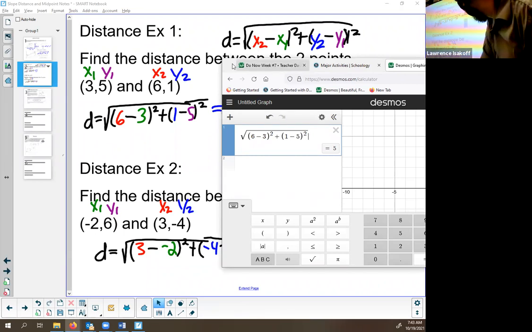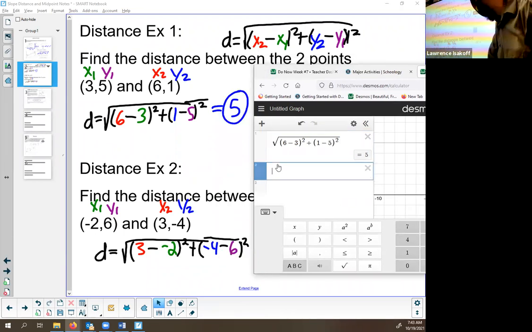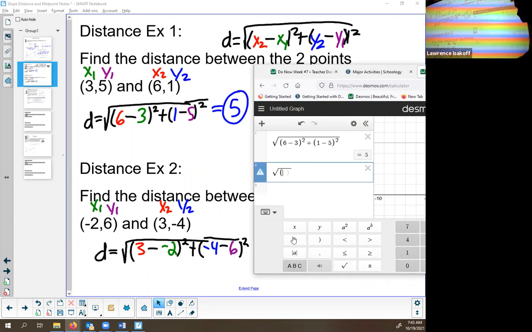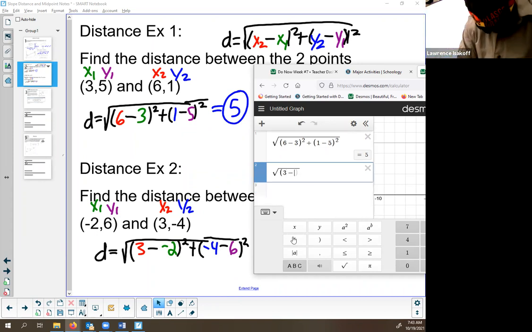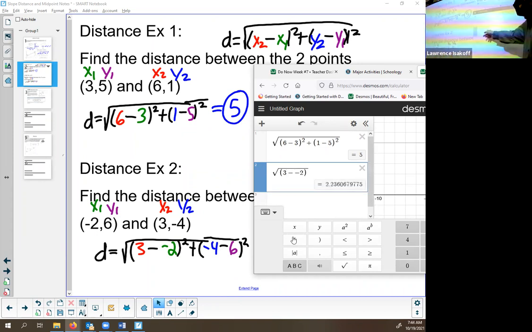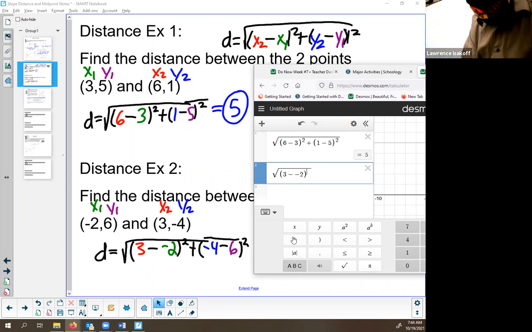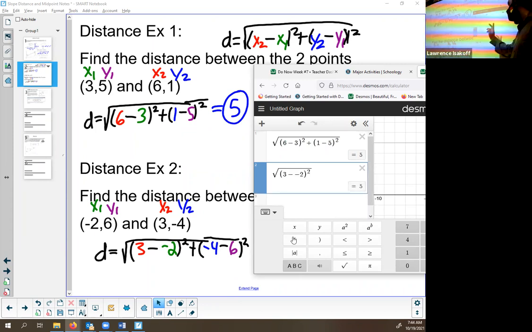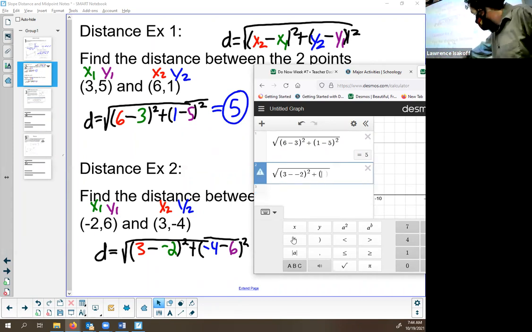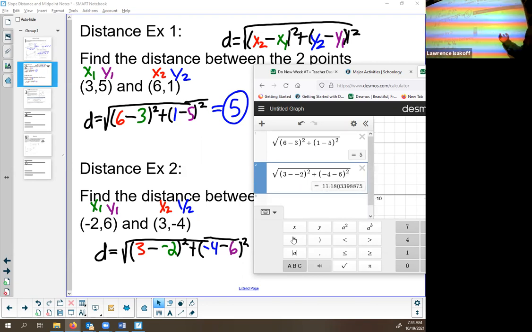Well, that is a little more writing, so okay. Again, the square root symbol is located right down here. So I can hit that. I have parentheses, 3 minus a -2. So I put those back-to-back signs in there. Squared, if you wanted to rewrite it as a plus, that'd be okay as well. Plus -4 minus 6 squared, -4 minus 6, close parentheses, and squared. This one did not turn out very nice, did it?